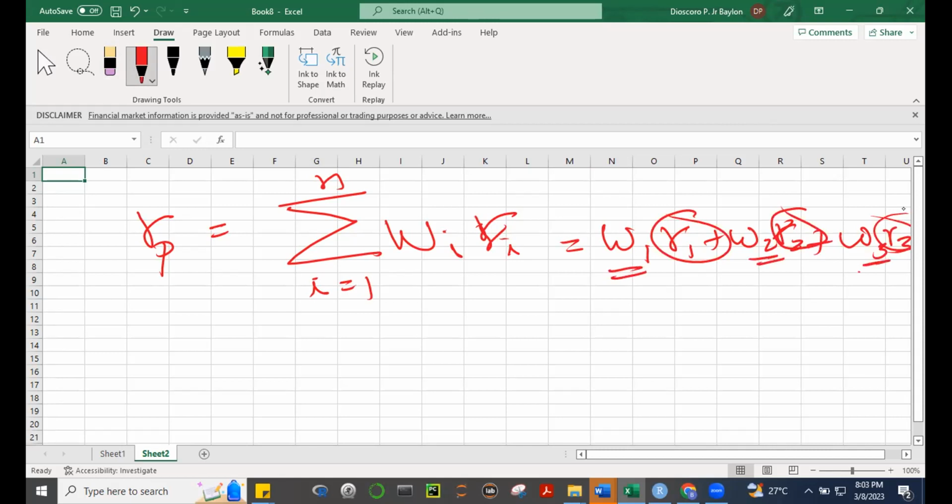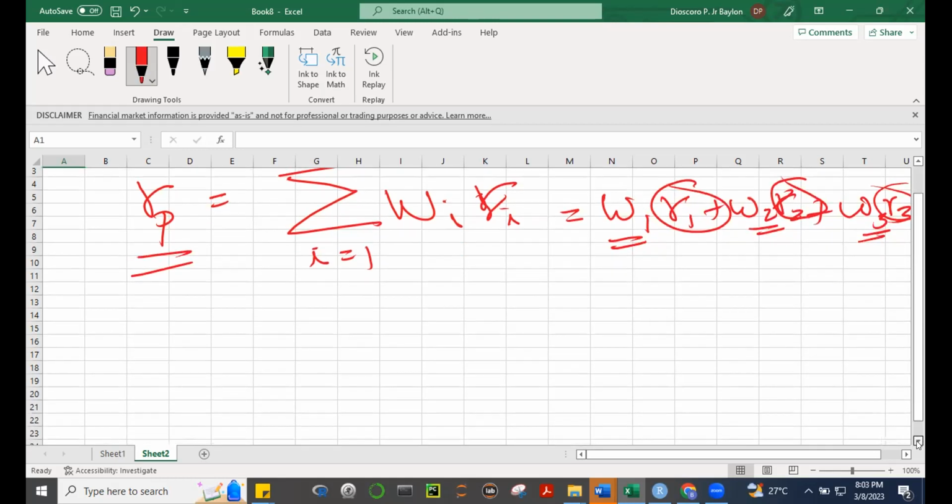Okay, if there are 3 stocks and they're equally weighted, that should be 1/3, no? 1/3, 1/3, 1/3 lang yun. Because the sum of the weights should be equal to 100%. So that's how you compute for your portfolio returns. Madali lang to, no? This is very simple. No brainer to. Basic algebra, basic arithmetic lang. Hindi nga algebra. It's just arithmetic.